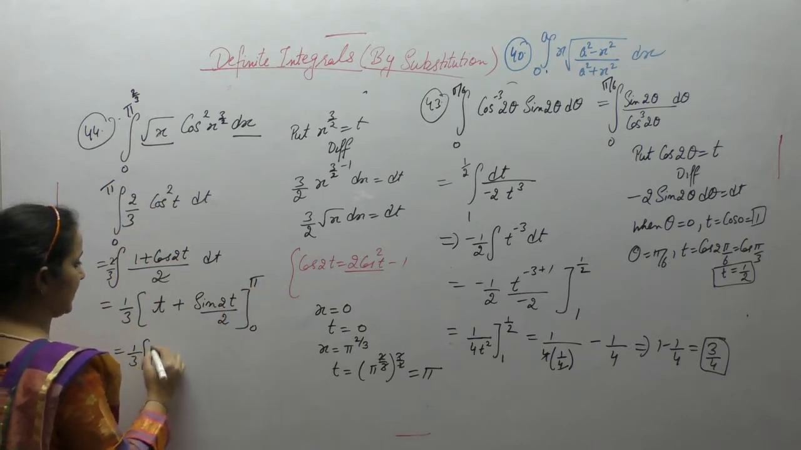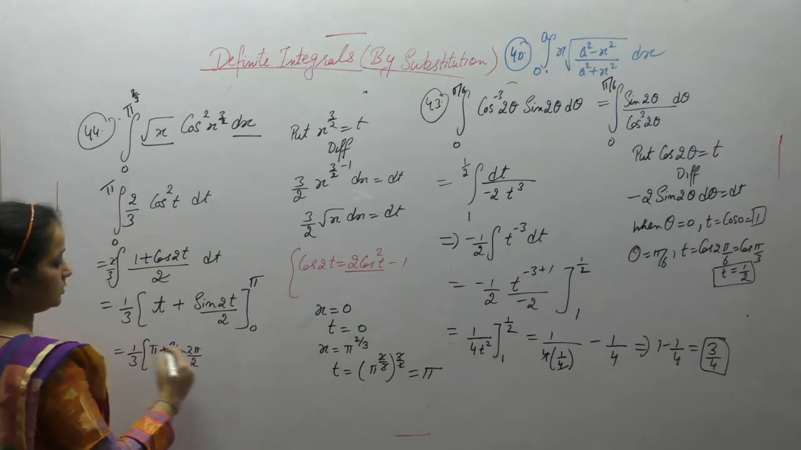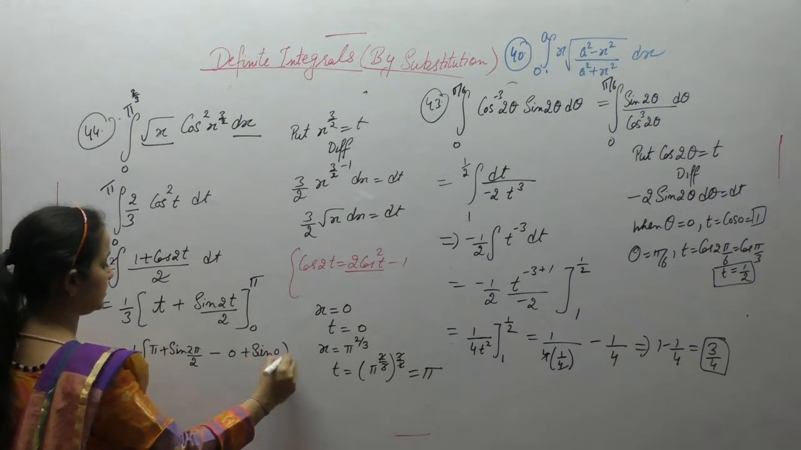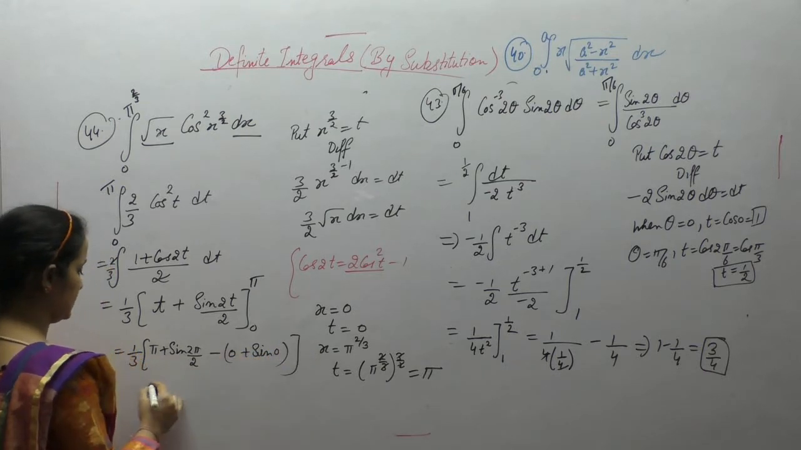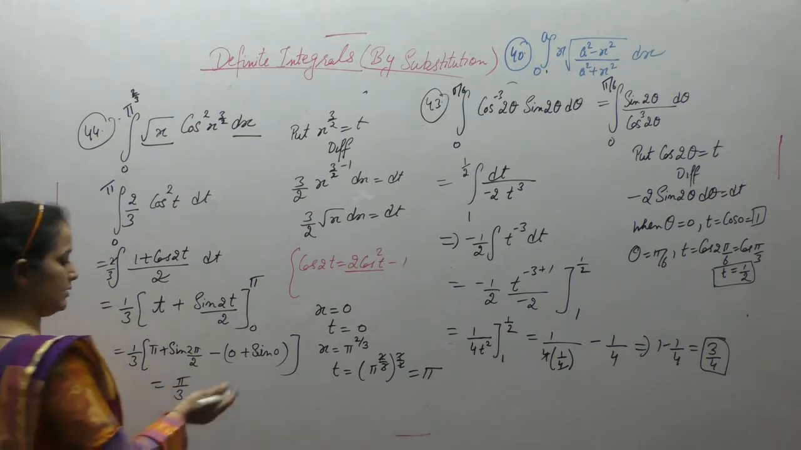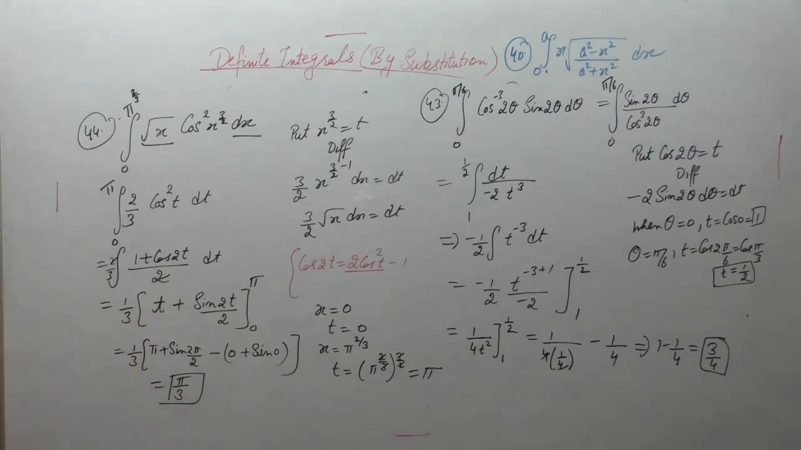1 by 3 into pi plus sine 2 pi upon 2 minus 0 plus sine 0. Sine 2 pi, all value is 0. Sine 0 is also 0. So we get the answer as pi by 3.